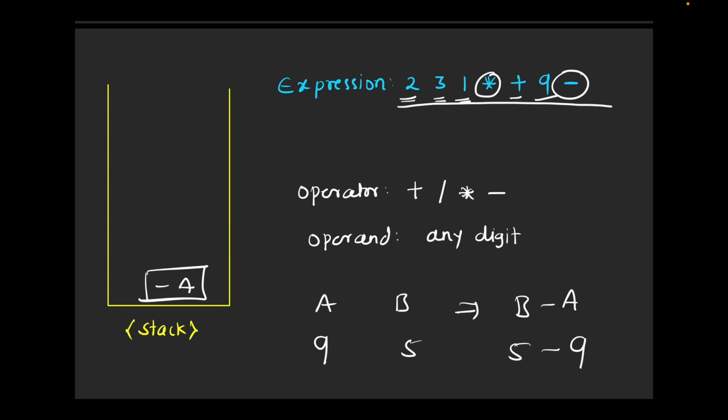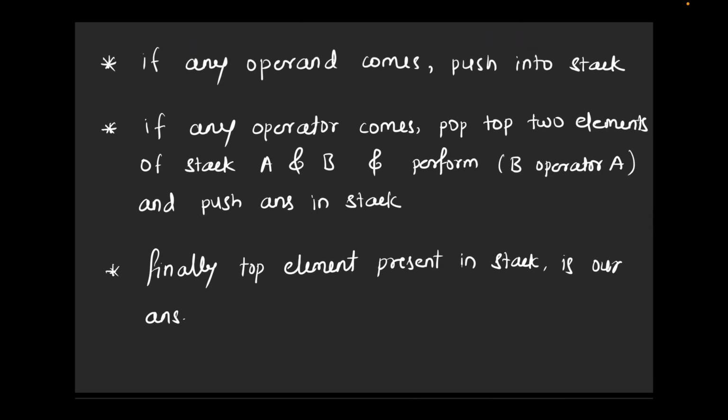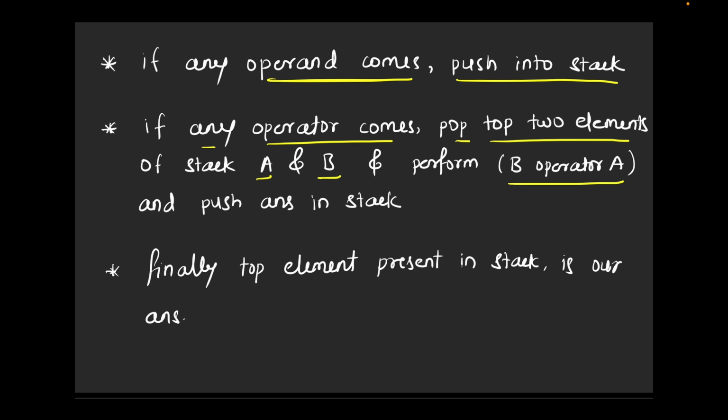Now let's check out what kind of algorithm we can use to solve this problem. Basically there are 3 rules we need to take care of. As discussed, if any operand comes, we simply need to push it into our stack. This is what we did, right? The second rule says that if any operator comes, then we need to pop 2 elements from the stack. Whatever the top 2 elements present in your stack, simply pop them and assign them to A and B. And whatever operator we came across, we have to perform B operator A. Always remember, this is so much important.